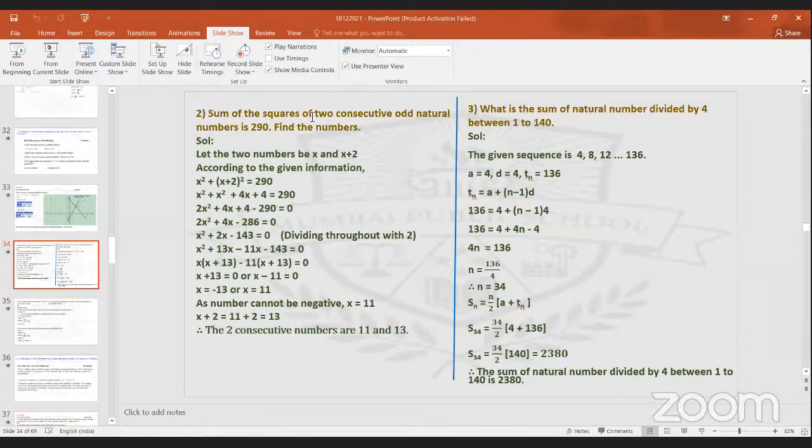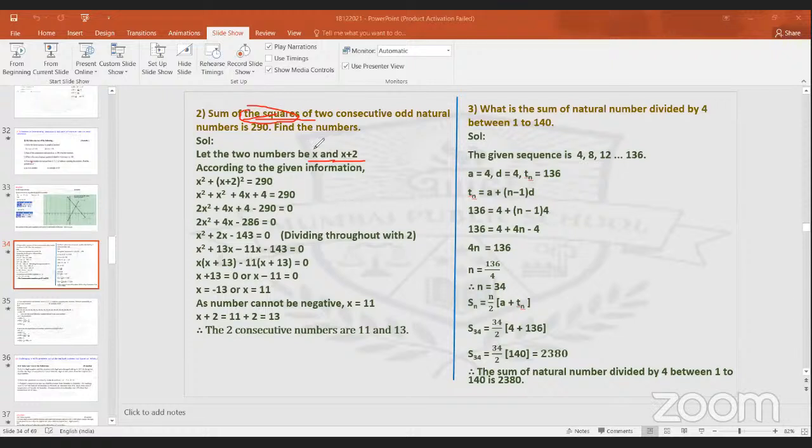Again, check. Here it's the same thing. What you have to do is take two numbers, x and x plus 2. Okay, the two numbers are x and x plus 2. So the condition: sum of the squares of. In your question paper, the words "squares of" were not printed. So these are the corrections. Sum of the squares of.